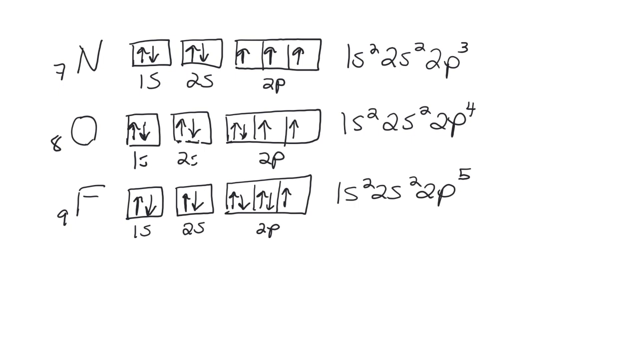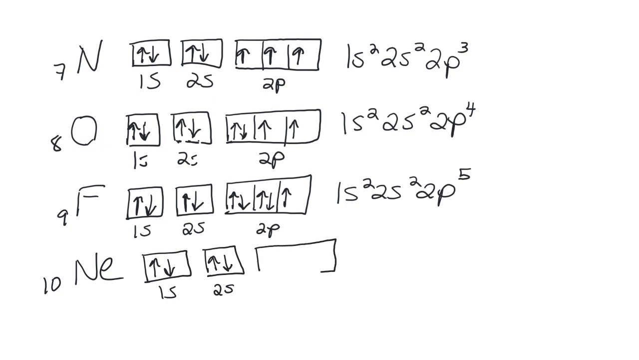Okay, our last one is neon. And neon's 10. So 1s with the 2 electrons. Then the 2s with the 2 electrons. Now, we have 6 more electrons. So you might as well go ahead and just put 2 arrows in each box for the 2p. Okay, so this is 1s2, 2s2, 2p6. And that's pretty much the first 10 elements.